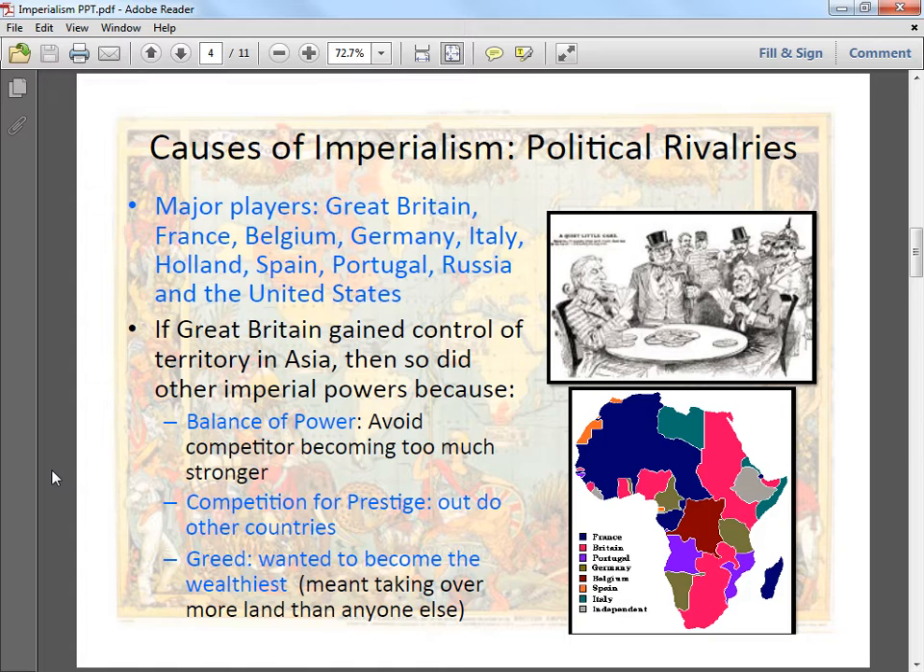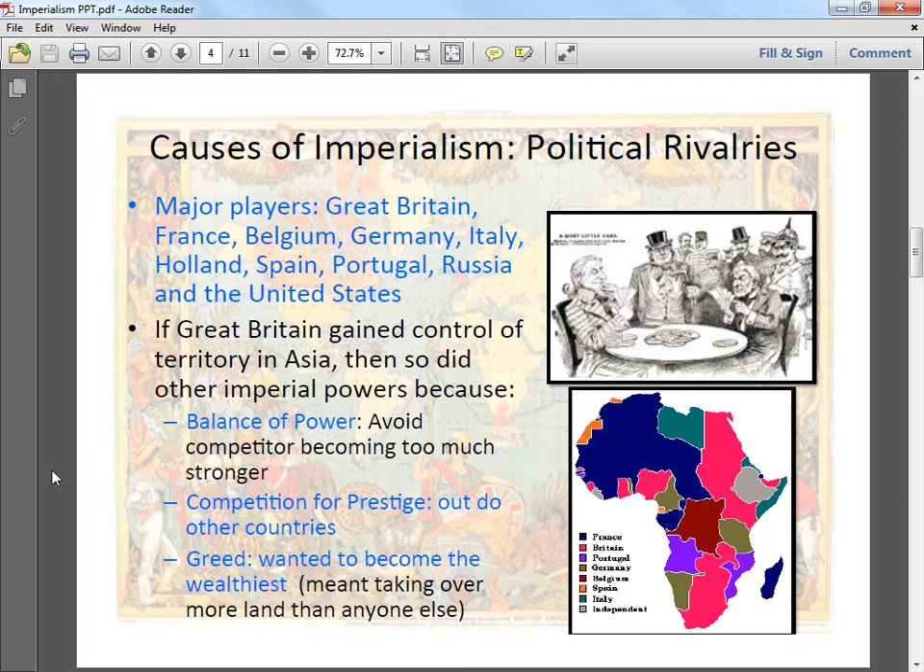Germany's afraid Great Britain's going to get too powerful. If Great Britain is allowed to sell opium in China, well, then Germany needs to be able to do it too. That way, they're making just as much money from opium as Great Britain is. Because if Great Britain's making too much money, then they can spend it on guns and soldiers. And next thing you know, Great Britain's attacking Germany and taking it over. So the first is the balance of power. We've got to keep everybody equally powerful.